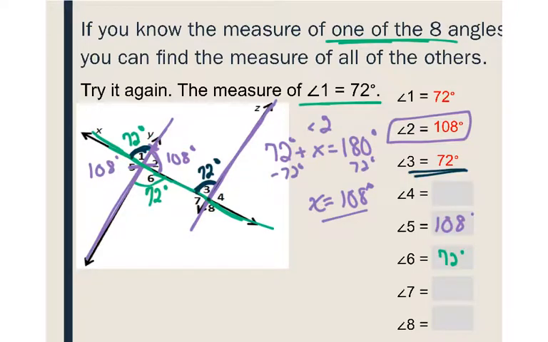Angle 8 is vertical angle to angle 3. That has to be 72 degrees. And I want to use one more rule on finding angle 7, even though we could have used many different ones. So I want to talk about the relationship between angle 6 and angle 7.